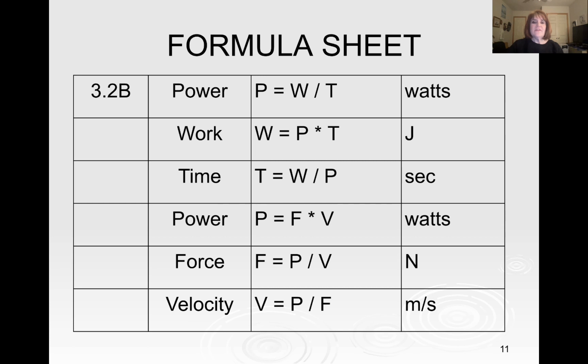You'll notice there's another alternative. If we know that power is work divided by time and work is force times distance and distance divided by time is velocity, then power can also be stated as velocity times force or force times velocity. So you are going to want that equation alternative.